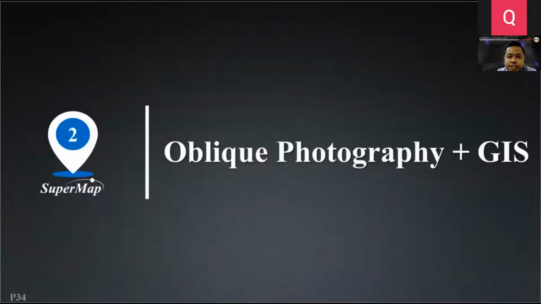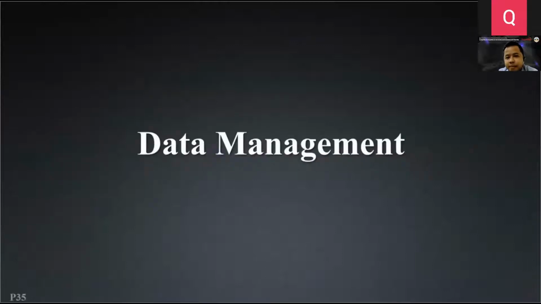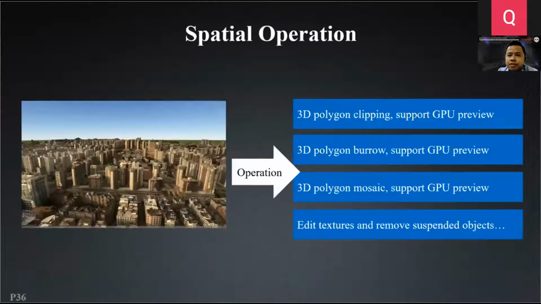Okay, let's move to another section, the integration between oblique photography and GIS. The first one is data management. The oblique photography model supports richer spatial calculations and supports 3D surface cutting, digging, inlaying, removing suspended objects, and so on. These functions support GPU preview, and you can see the effect of the data processing before performing calculations. GPU preview means the calculation will be done by the GPU to achieve faster performance.